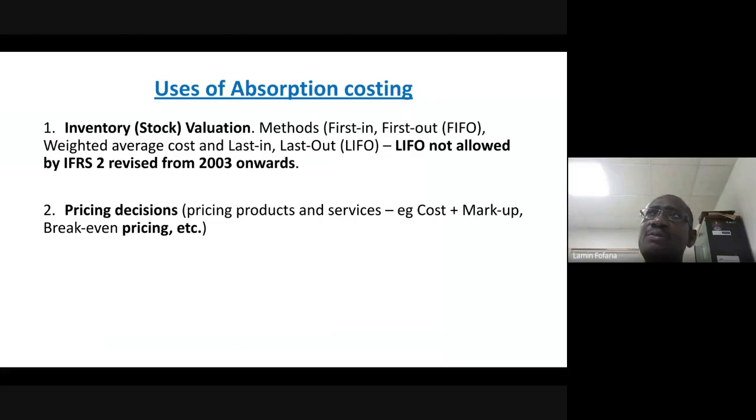Everybody knows that before you set a price for your product, there is a first thing that you consider. If you want to price the product that you have produced, for example your mint, and now you want to price how much we are going to sell each packet of mint or each piece of mint, what is the first thing that you consider, class?